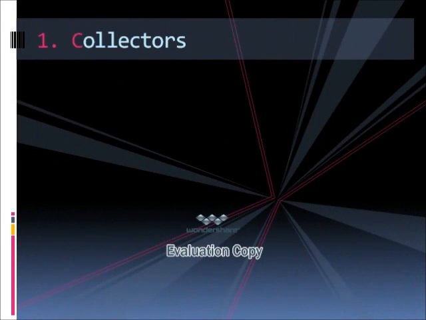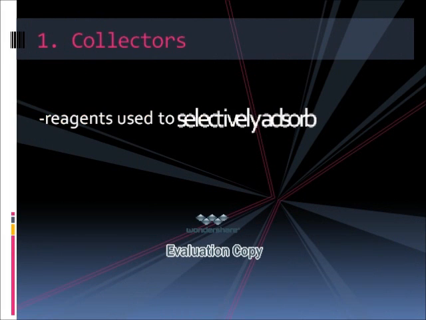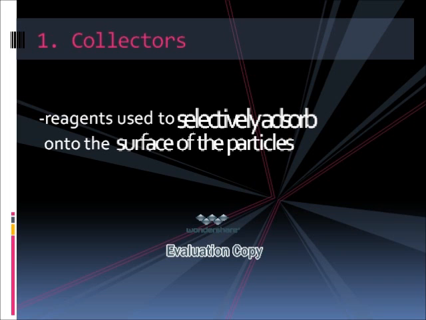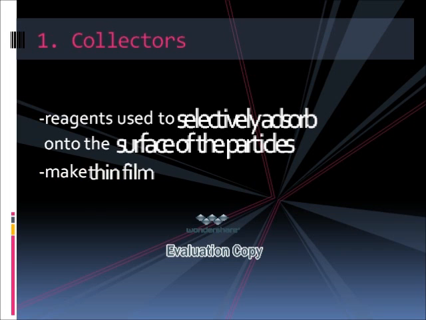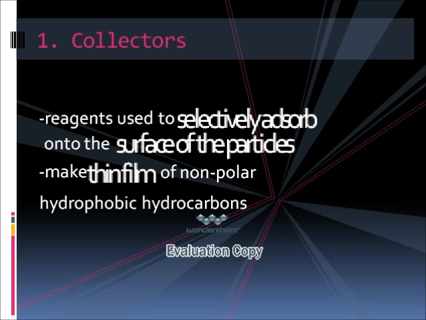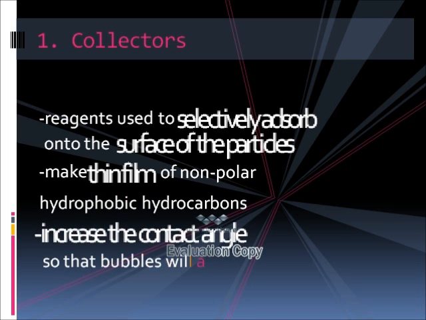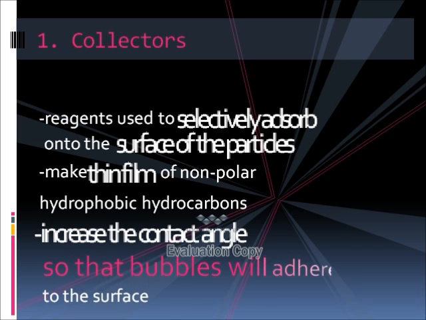The first one is the collectors. Collectors are reagents that are used to selectively adsorb onto the surfaces of particles. They form a monolayer on the particle surface that essentially makes a thin film of nonpolar hydrophobic hydrocarbons. The collectors greatly increase the contact angle so that bubbles will adhere to the surface.